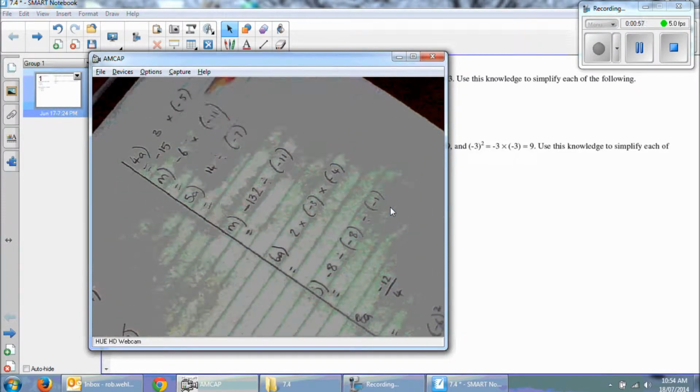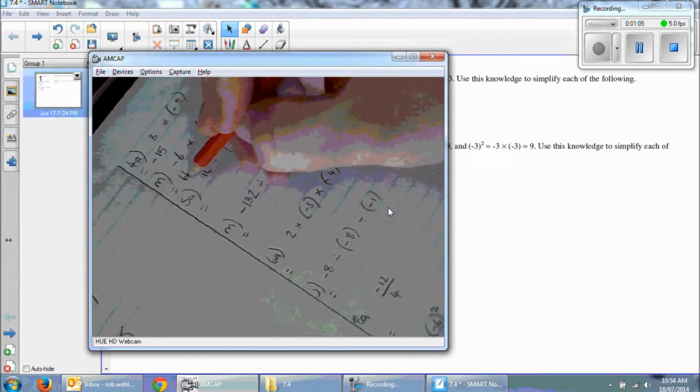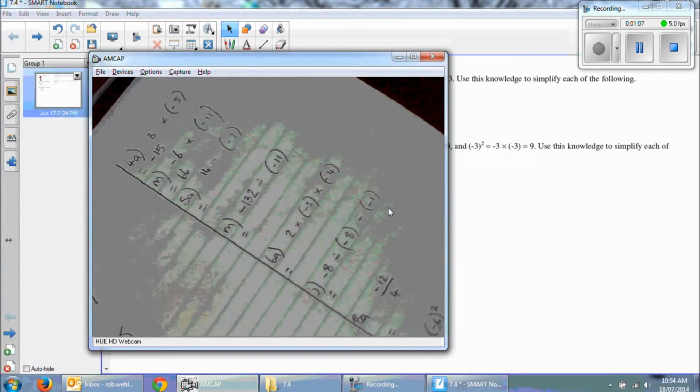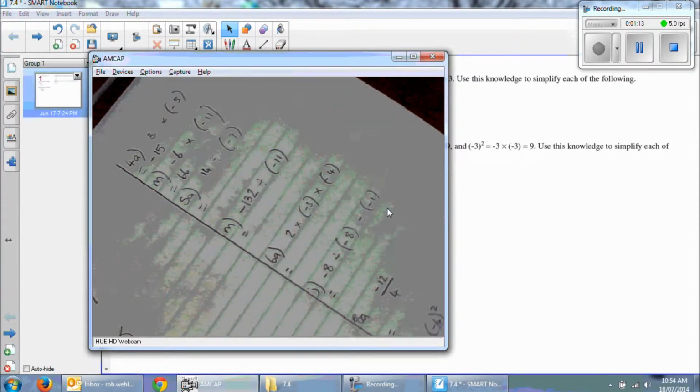Here we have a negative and a negative. All right, so if we have two of the same, we end up with a positive. So 6 11s are 66. Okay, and it really is that simple. You just need to remember that rule as to whether your number is going to be negative or positive.